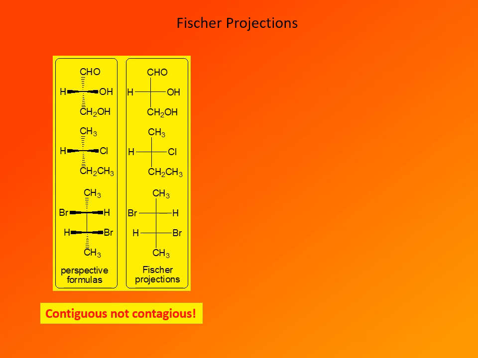Note that in a Fischer projection, that's obvious from the perspective formula, the molecule is in the less stable eclipsed conformation. For stereochemical analysis that's beneficial, while conformationally that's not a very stable conformation. This is actually really good for stereochemical analysis, as you will see later.